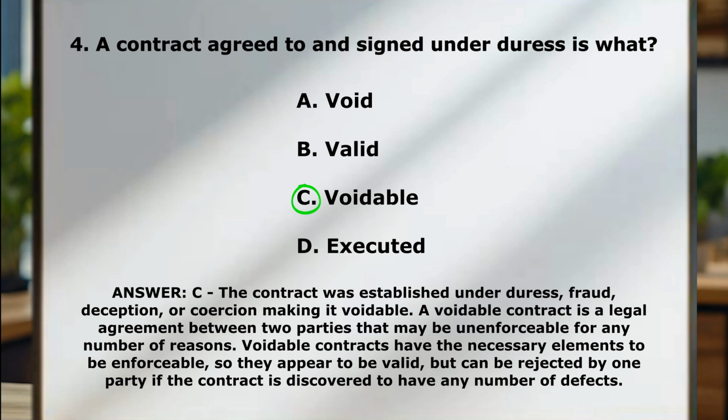A voidable contract is a legal agreement between two parties that may be unenforceable for any number of reasons. Voidable contracts have the necessary elements to be enforceable, so they appear to be valid, but they can be rejected by one party if the contract is discovered to have any number of defects.